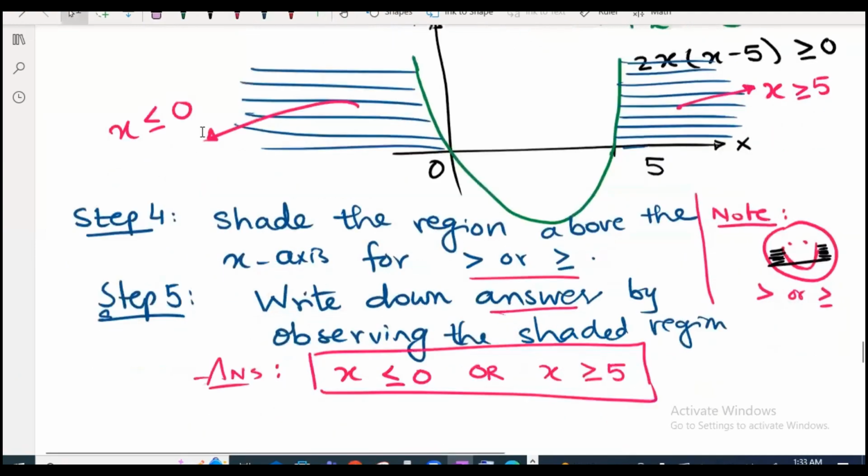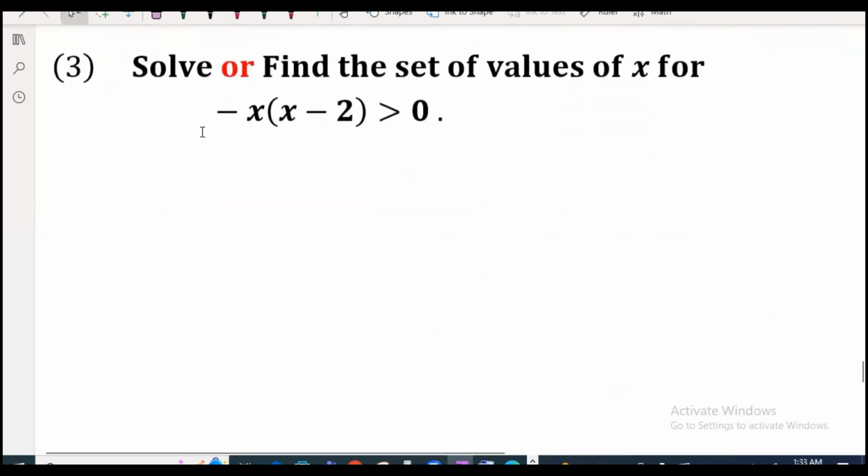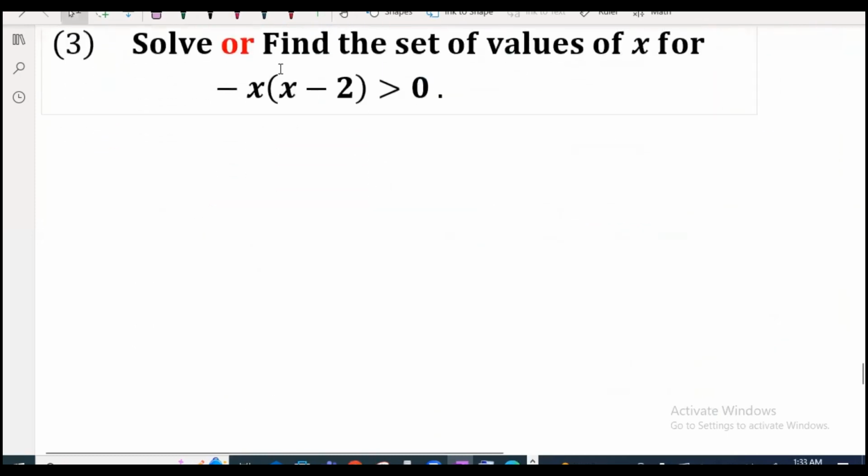Now going to explain example number 3. Find the set of values of x for which minus x times bracket x minus 2 is greater than or equal to 0. So when there is a negative coefficient of x square, x into x is x square here, you must follow step number 1.